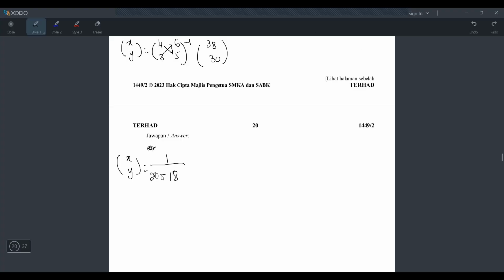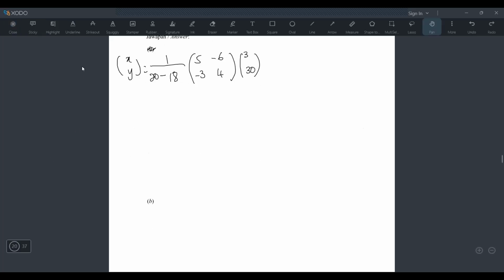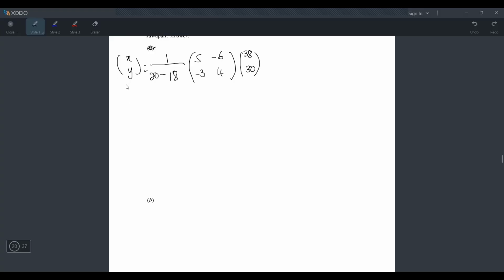Hey, sometimes students will ask me where this minus comes from. Hey, this is the formula. The formula memang macam tu, 1 over 4 times 5 minus 3 times 6. And then bracket, bracket. The 4 and 5, you darat dulu. That's the one you have to terbalik. 5, 4. The 6 and 3, tak payah terbalik. Just tukar tanda. So 6 jadi negative 6, 3 jadi negative 3. And don't forget, ada lagi satu matrix belakang sini, 38, 30. So now, you can keep going here. You will write XY equals to 20 minus 18 is 1 over 2.